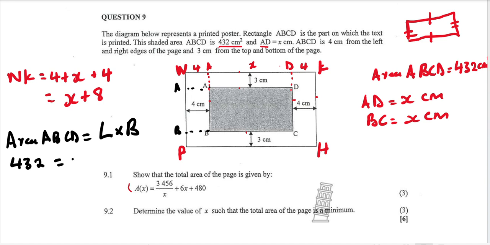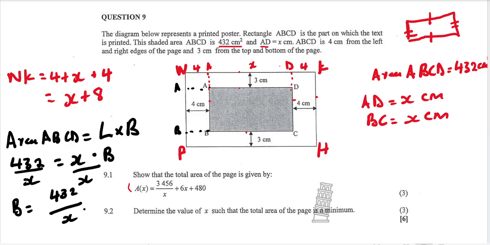They said that the distance from A to D is X. Here, A to D is X. From here to here, it's X multiplied by the breadth. We don't know the breadth, the distance A to B. So let's find our breadth. We're going to divide by X this side, and then we'll also divide by X this side. Means that our breadth is 432 all over X.